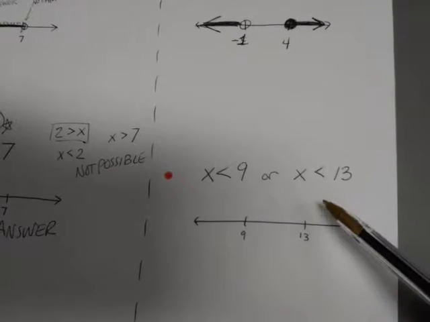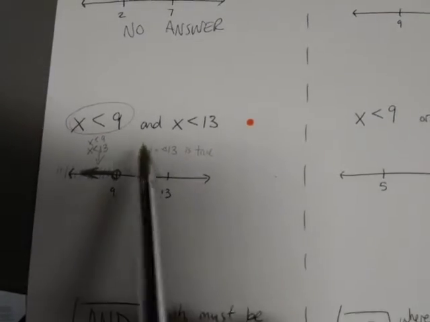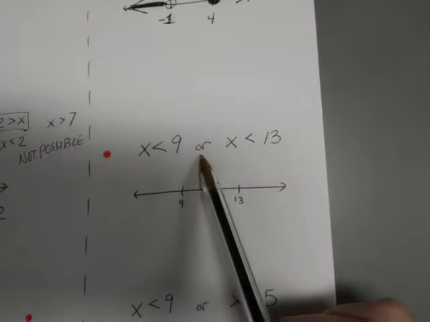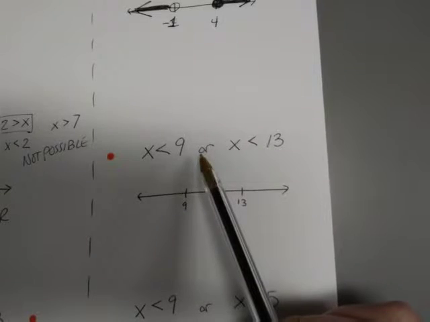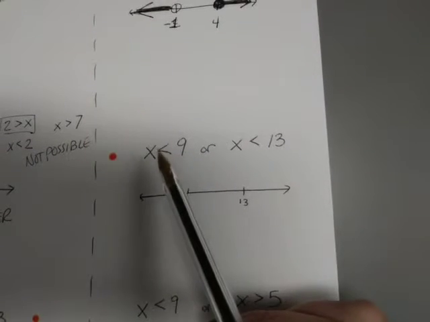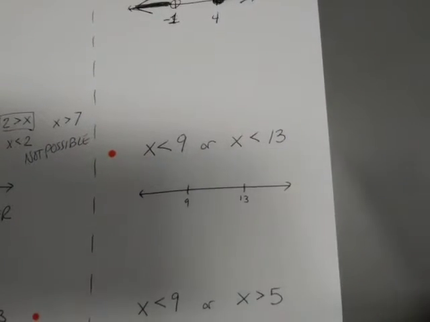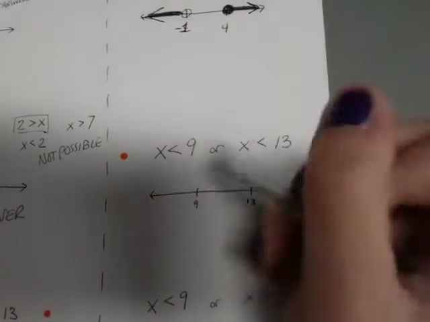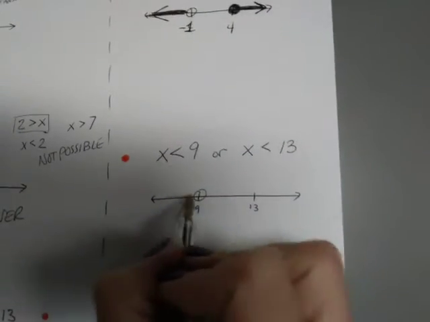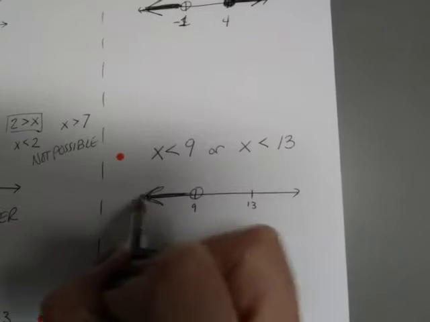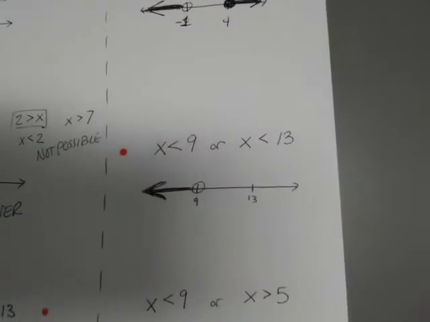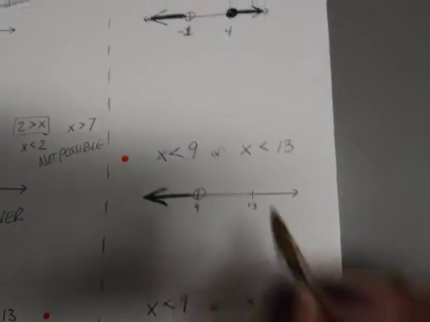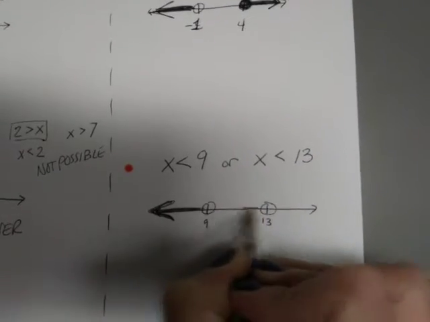This should look familiar. Orange dot. This one down here, except it was an and inequality this time. Now I am doing an or inequality, meaning I do not care about them together. I just care about them separately. So here we go. If x is less than 9, that's some of that. So all numbers that are down that direction. If x is less than 13, that is some of this.